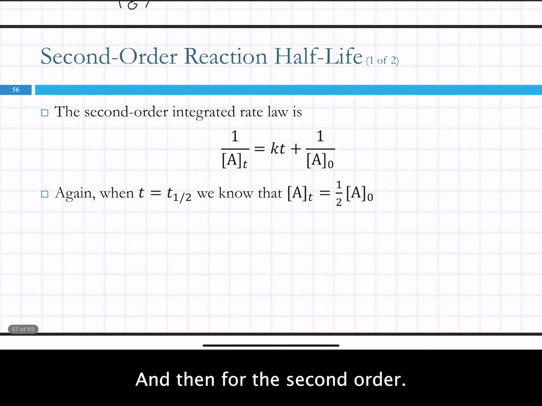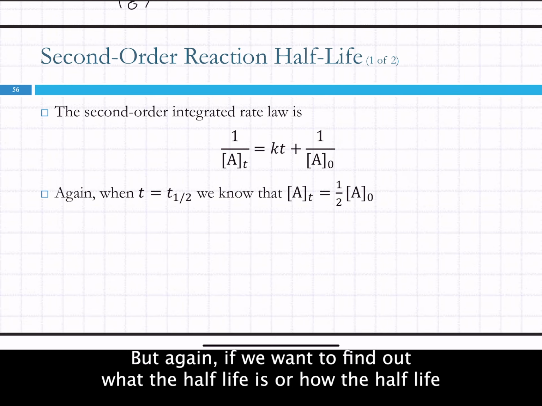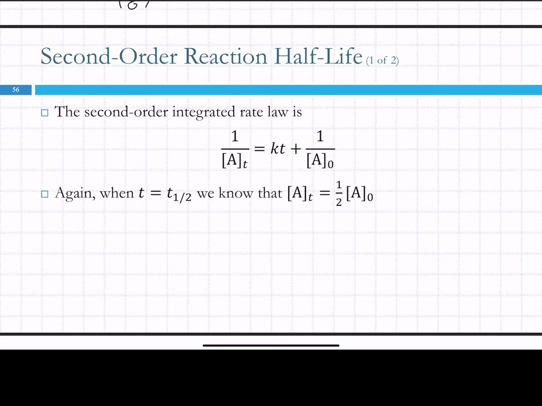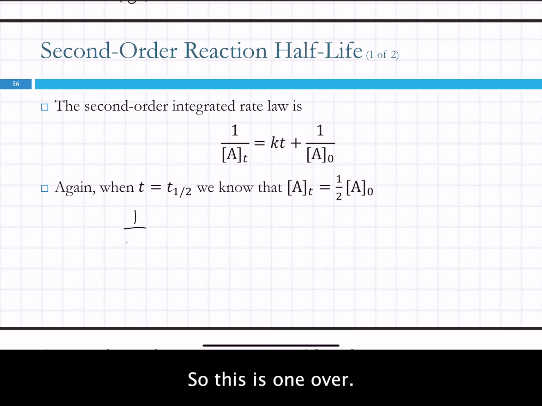All right, and then for the second order, this is our integrated rate law. But again, if we want to find out how the half-life is related to the concentration, we're just plugging in 1/2 A0 for AT. So this is 1 over 0.5 A0 equals KT plus 1 over A0.